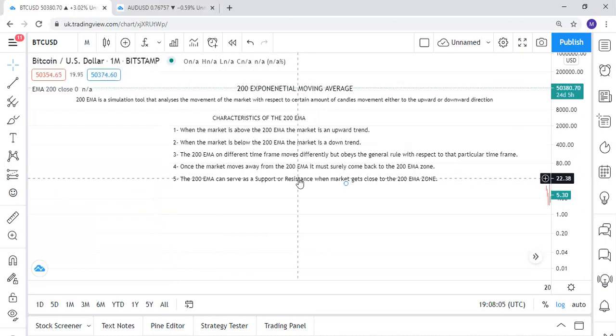Once the market moves away from the 200 EMA, it must surely come back to the 200 EMA zone, because that is the average price for the 200 period. The market gets to that price, moves away, and gets back to that price. And once the market gets to the 200 EMA zone, it can act as support and resistance. So now let me go to the chart and show you what I mean by that.